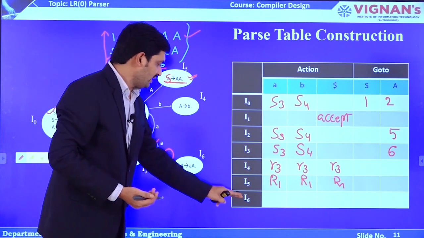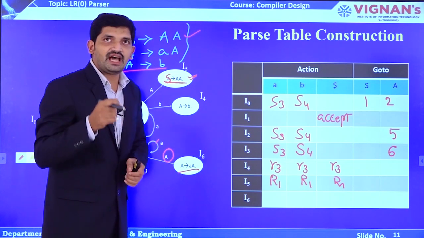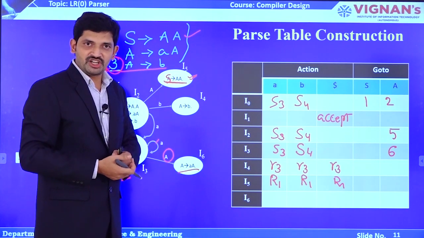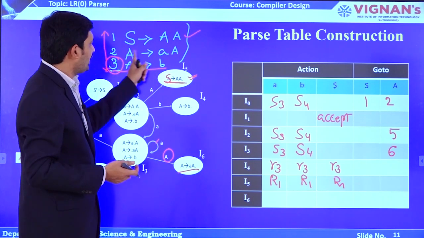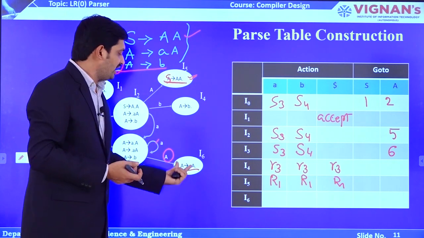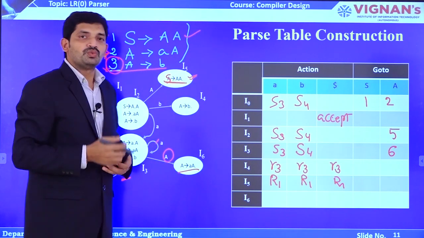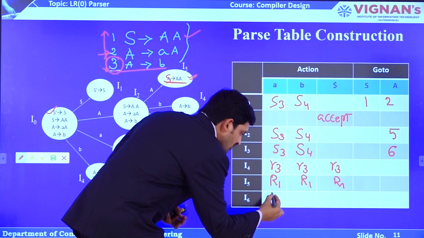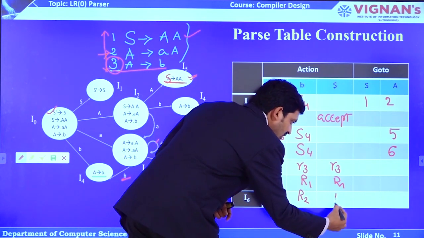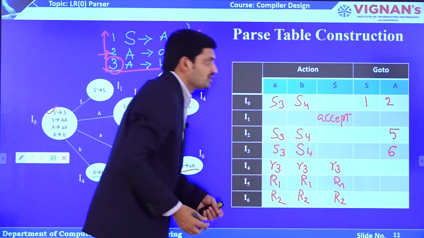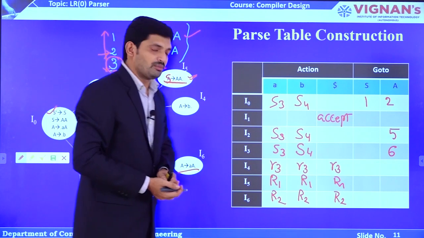Now come to the final one, I6, which consists of one more final item. So again I have to apply the reduction operation only and go to the grammar. The production is A tends to AA dot, which is production number 2. So we have to place reduction operation number 2 in the entire row of this I6 in the action part. So this is the parse table for the given grammar.